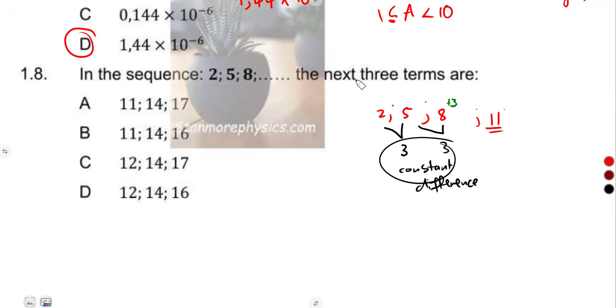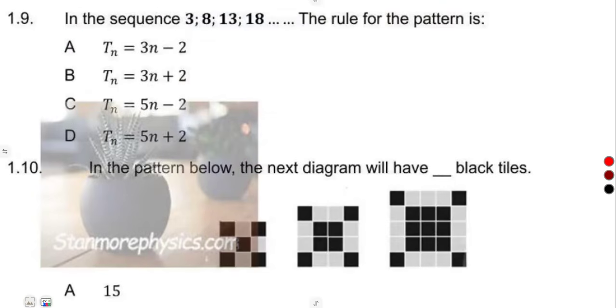But they said the next 3 terms, so you have to find another one. We add that constant difference. 11 plus 3 is going to give us 14. That's another term. And for the third one, we need plus 3 again. 14 plus 3 is 17. So we need 11, 14, 17, and that was option A. These are the next 3 terms. You just have to add the constant difference.